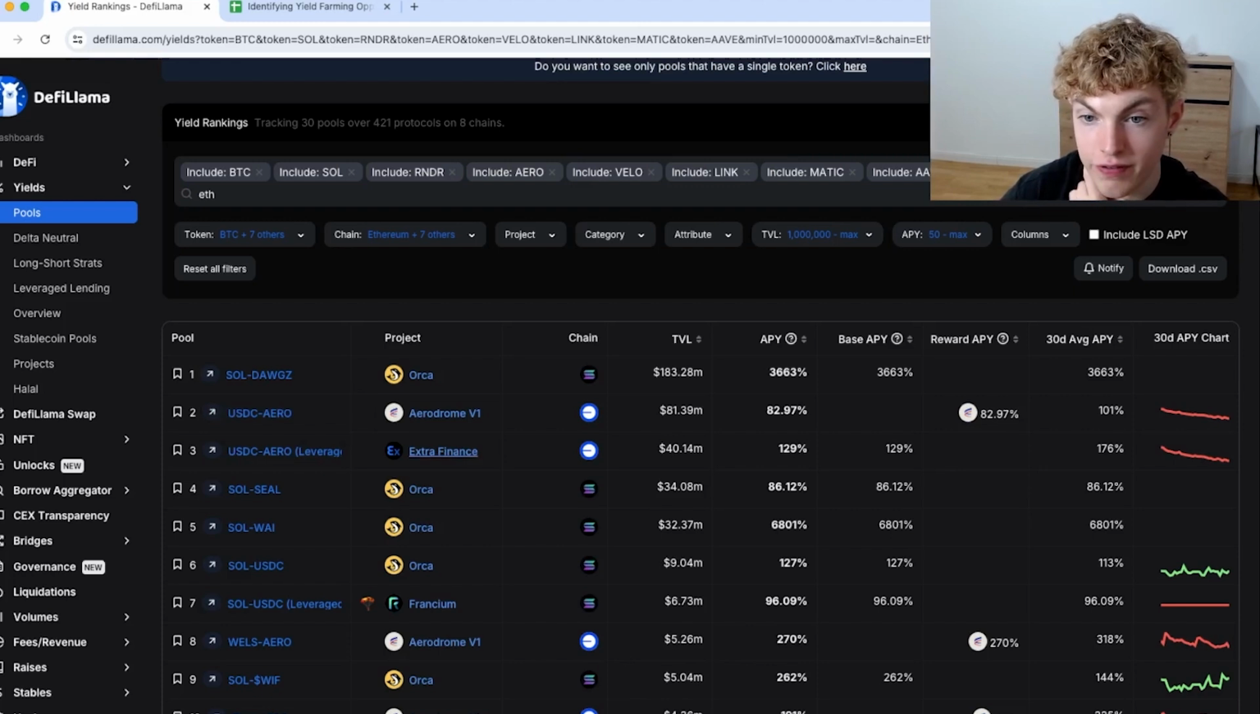So this tells me that Extra Finance, which is a leveraged Aero to USDC position, is on Aerodrome, but they're allowing you to leverage it through Extra Finance. And you can see that like half the people that are in USDC Aero are leveraging it through Extra Finance. So this seems like a really solid position, and you can write down both or just one. I'm going to go with the Extra Finance one.